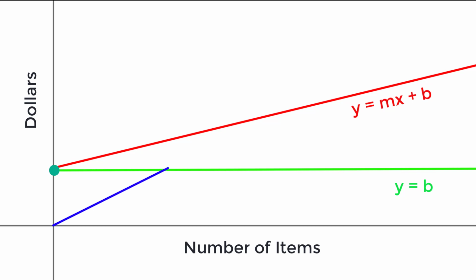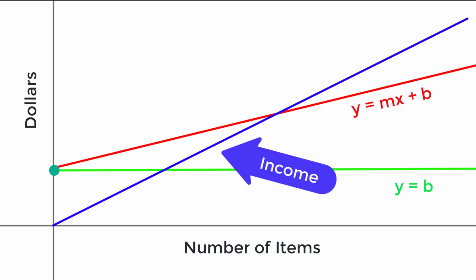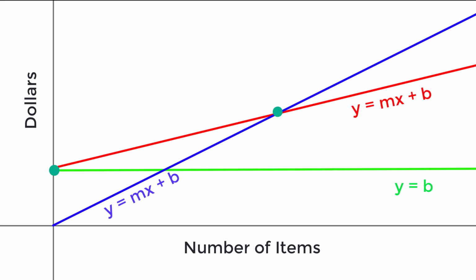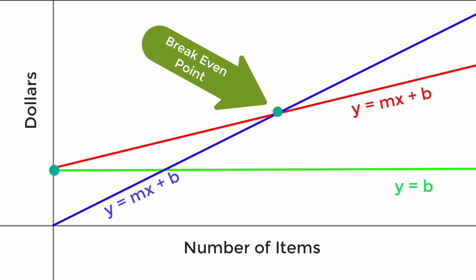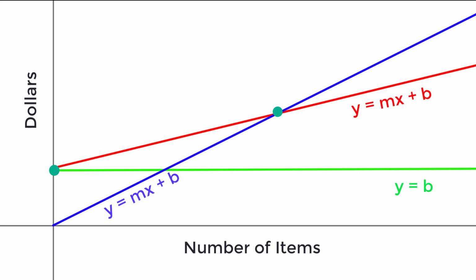The blue line represents your income or revenue. It starts below the red line and its y-intercept is 0. When you hit the break-even point, the money you make is equal to the money you are spending. After the break-even point, you are finally starting to make a profit in your business.